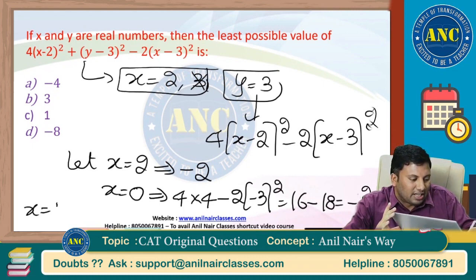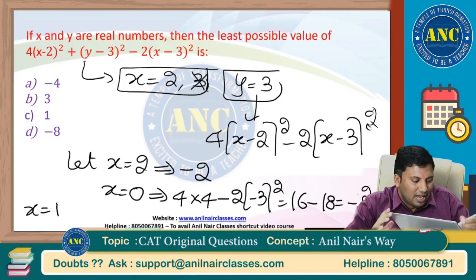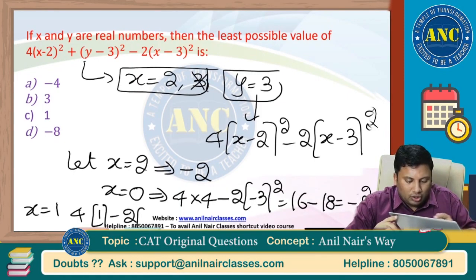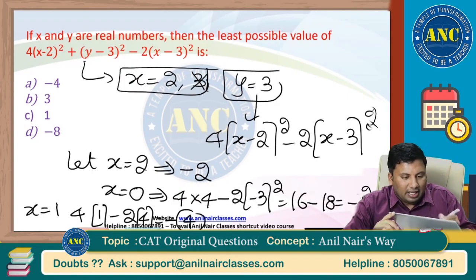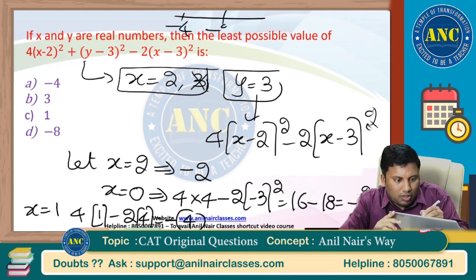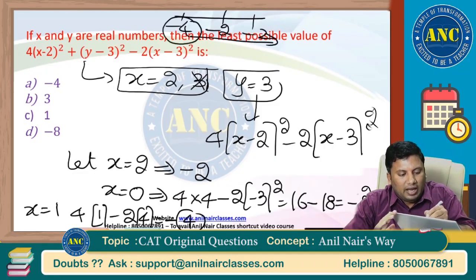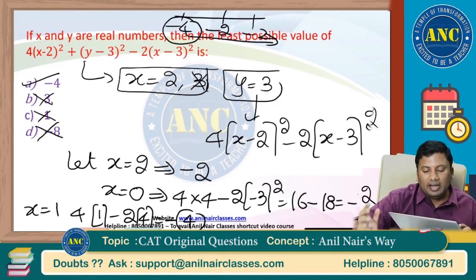Then I checked with x equivalent to 1 because I want to see what is happening, whether the graph is an increasing graph or a decreasing graph. x equivalent to 1, 4 into 1 minus 2 square, which is nothing but 4, minus 2 into 1 minus 3 square, which is nothing but 4 minus 8, minus 4, right? If you see minus 4, minus 2 and minus 2, these are all to the right hand side. So minus 4. I hope it is clear. Answer is minus 4.